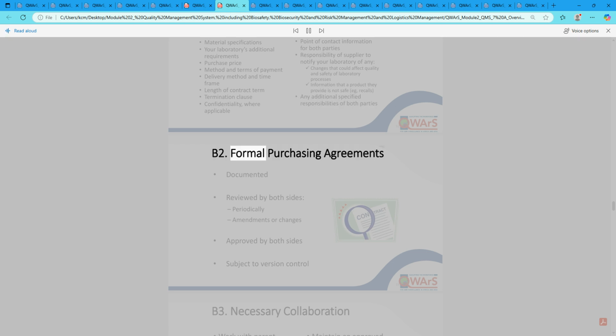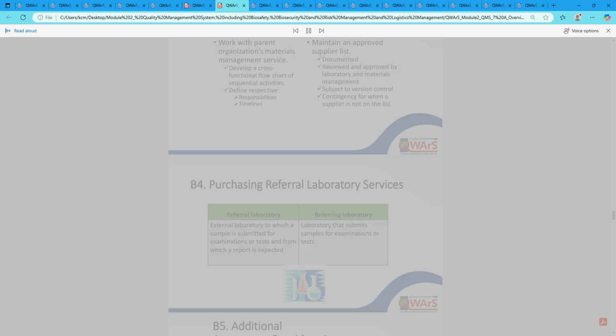B2. Formal purchasing agreements. Documented, reviewed by both sides periodically. Amendments or changes approved by both sides, subject to version control. B3. Necessary collaboration. Work with parent organization's materials management service.